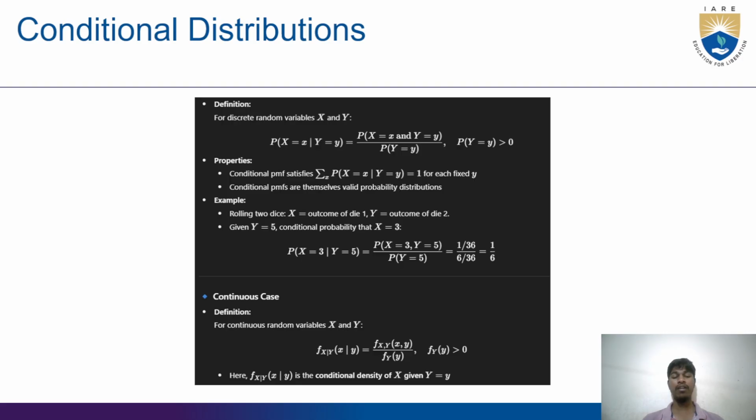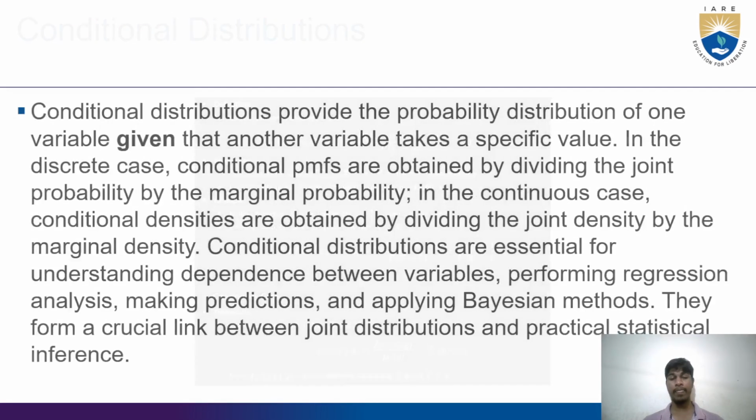Continuous case. For continuous random variables x and y, the conditional density of x given y is equal to the joint density f of x and y divided by the marginal density f of y.